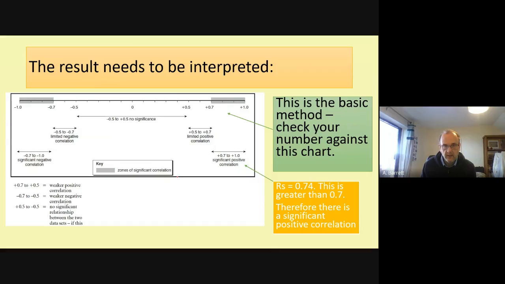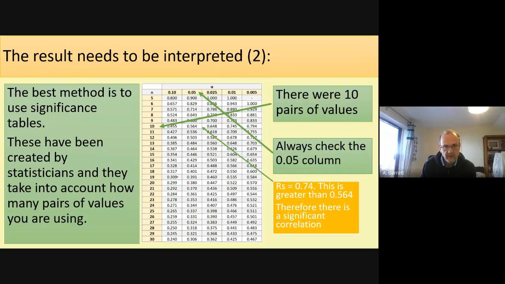Okay. Now, the better way to do it is to use what's called a significance table. And the reason it's a better way is because of this down the left-hand column, because clearly the amount of pairs that you're measuring is going to make a big difference to how reliable your data is. If you only ask 5 people, if our data was based on only 5 sample points, 5 pairs, the chance of this data being quite random or something happening by chance is really quite high.